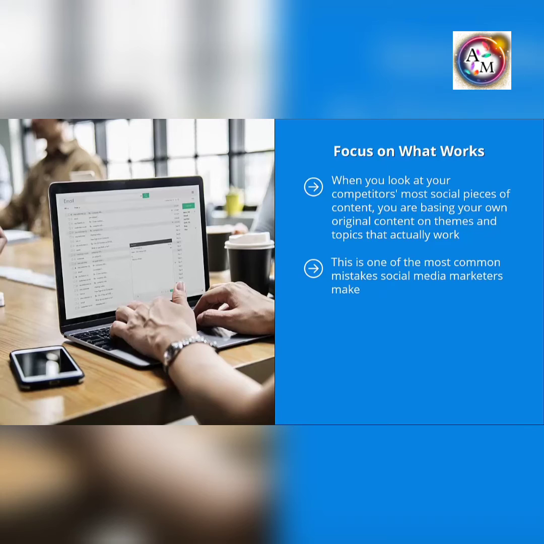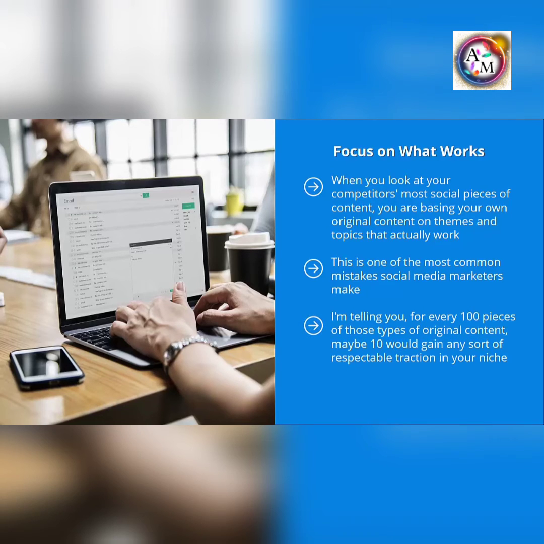This is one of the most common mistakes social media marketers make. They think that they have the best ideas regarding hot content in their niche, so they come up with all sorts of content that they think is just plain awesome, only to fall flat on their faces. I'm telling you, for every 100 pieces of those types of original content, maybe 10 would gain any sort of respectable traction in your niche. It's too expensive, and it burns too much time. Thankfully, there is a better way.